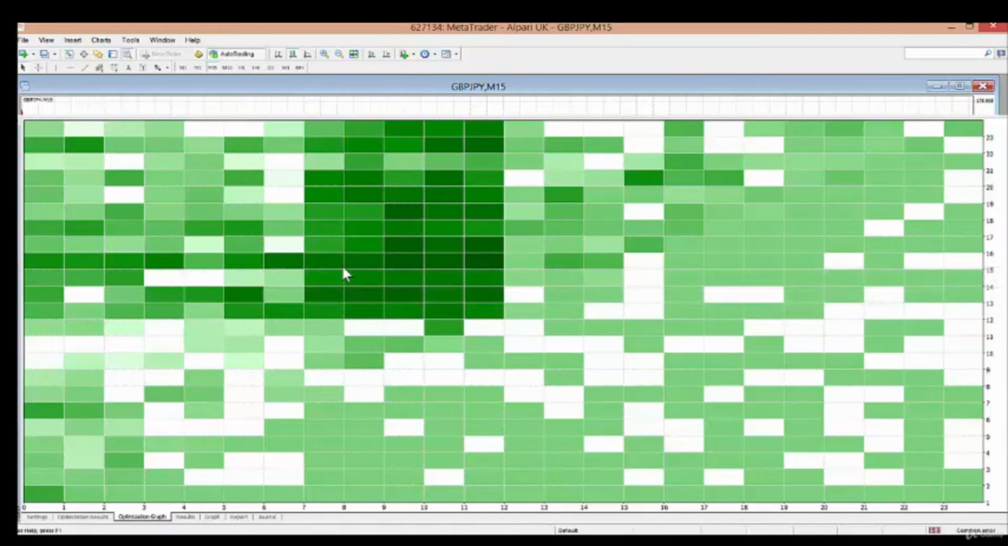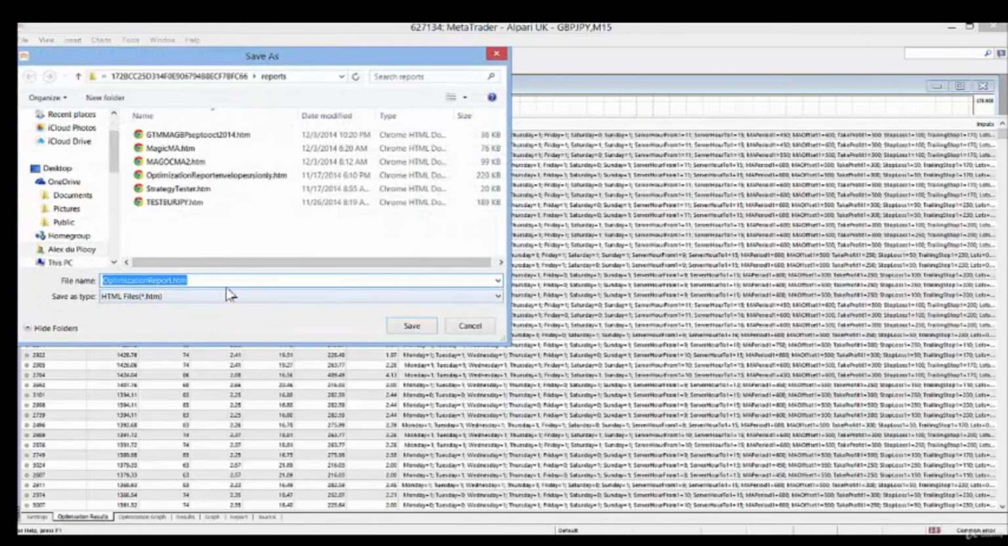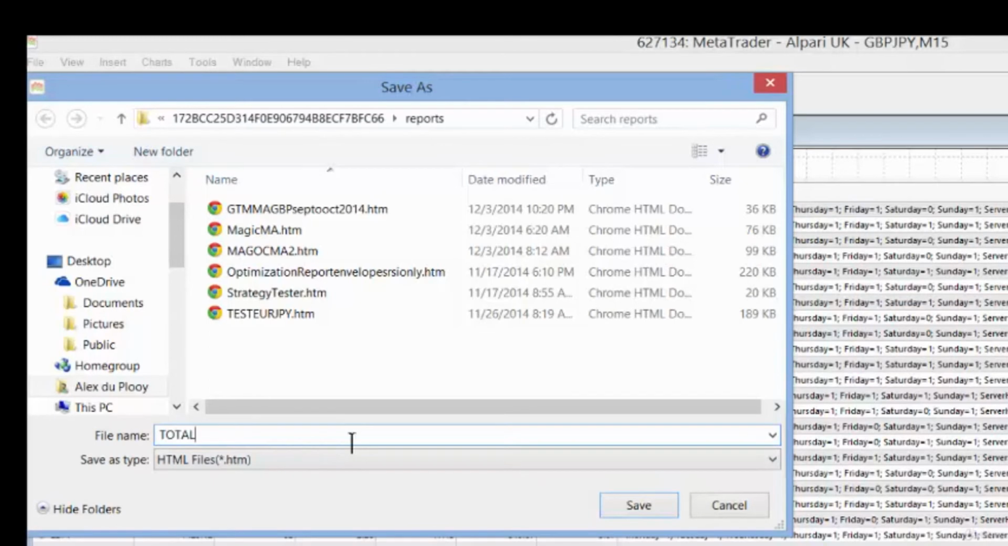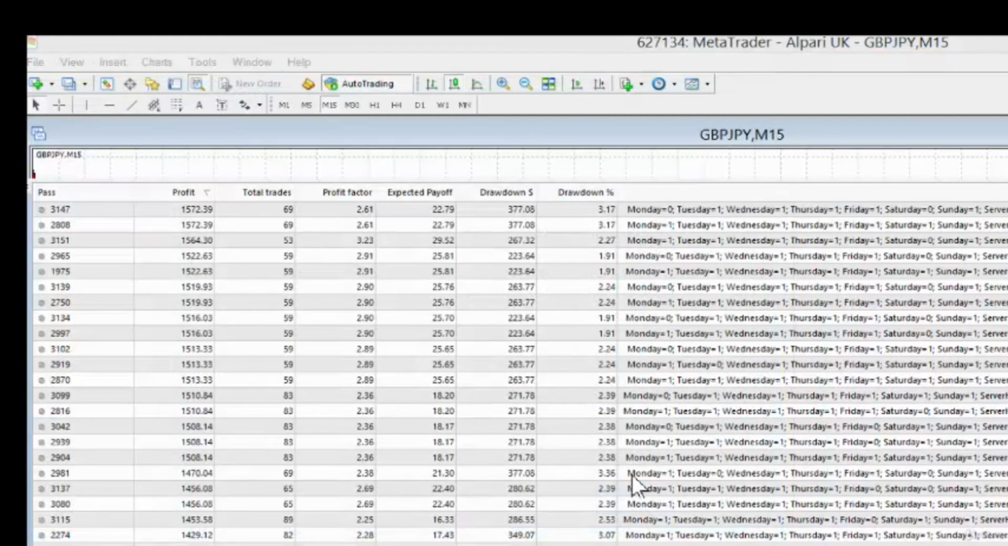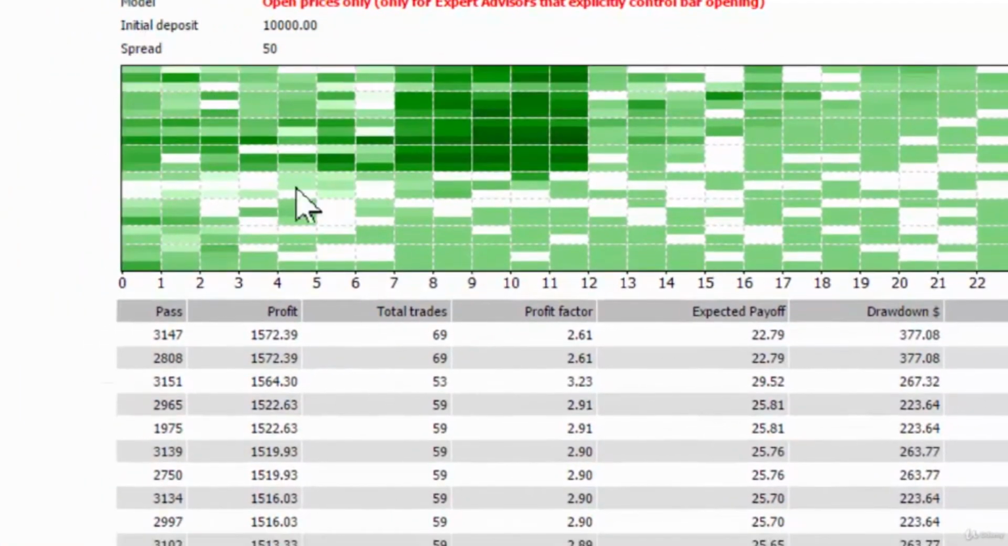And in fact, I'm going to save this. How you save this is you can go to your optimization results, click on your results, save as report, and then we'll say this is the total, and it is also the time of day. And then we go save. It will then save it for us and bring it through on our browser, and you can actually see it in the browser.